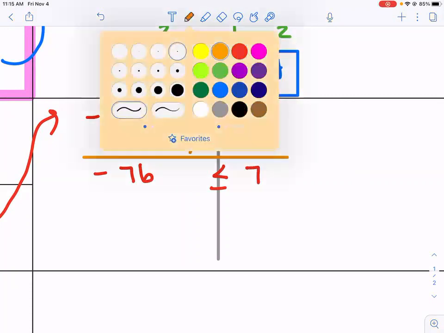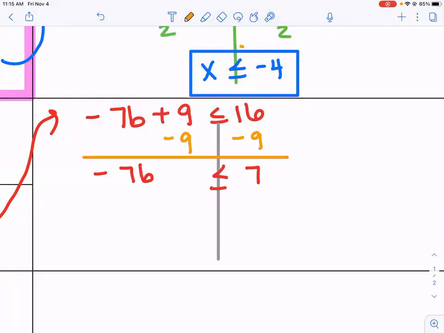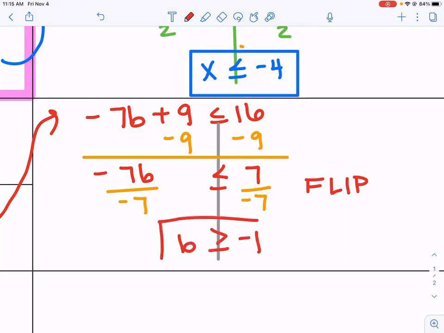Okay. All right, so now I'm going to do what to both sides? Ooh, divided by negative 7. And Quinlan, I'm dividing by negative 7. So what happens? We are going to need to flip the sign. So b is greater than or equal to negative 1 would be our answer.